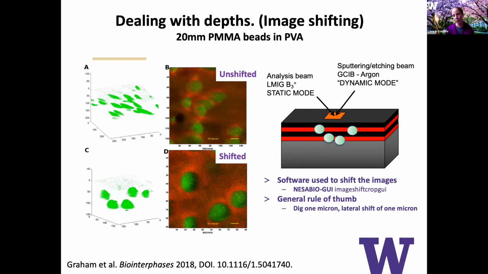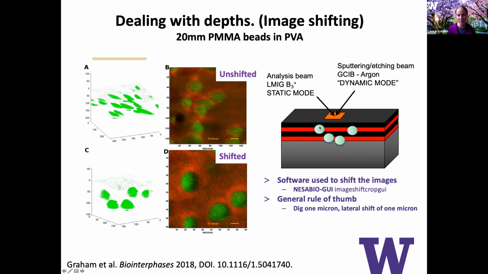So that works great for small distances, but SIMS has a very narrow range of where you can focus your beam. And if you start etching too far down, what you'll find is your image starts shifting. This is an example of that, where these are 20, oh wow, that's supposed to be micrometer beads. I forgot to change that. So it's not millimeter, it's micrometer.